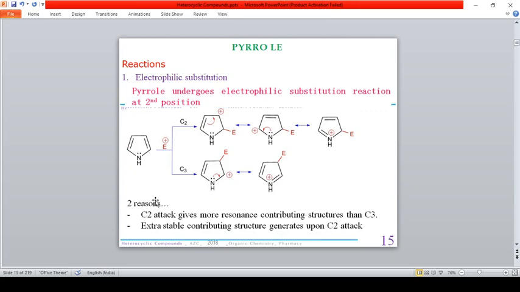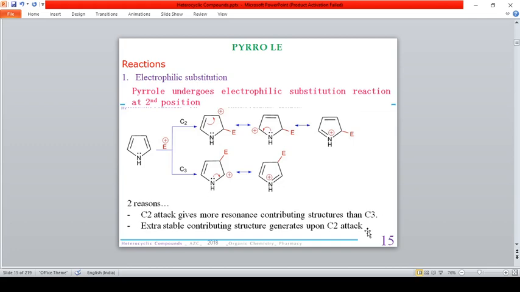Now two reasons have been given in the explanation why pyrrole undergoes electrophilic substitution reaction at the carbon 2 position. First reason is C2 attack gives more resonance contributing structures than C3. Extra stable contributing structure generates upon C2 attack. Now what does it mean, extra stable contributing structure?